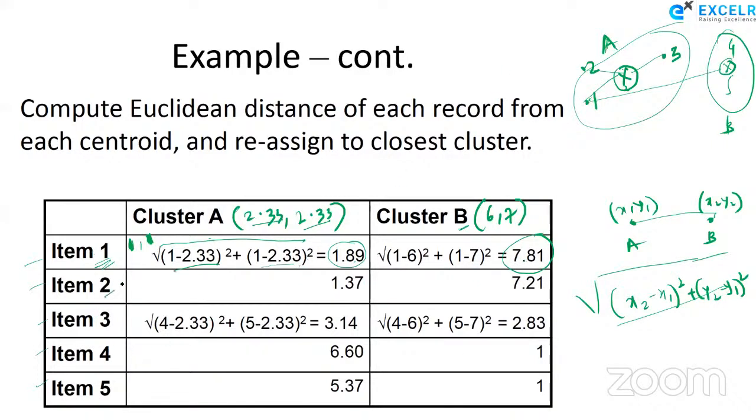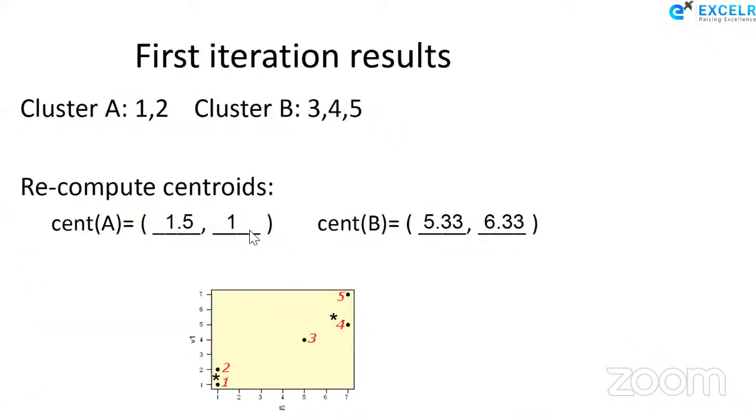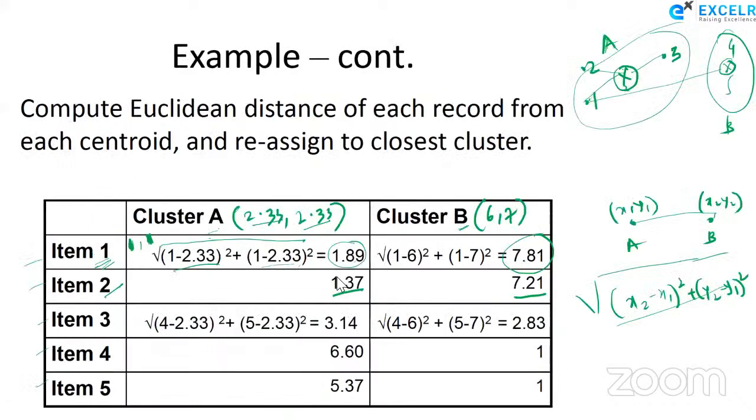Then we go to the second data point and find the distance similarly, which is 1.37 and 7.21. Again, we find that the second data point is also closer to the cluster A centroid and it should remain a part of cluster A only. We need not do any movement. So for both these data points, first and second, as you can see, they are very much closer to the cluster A centroid and we will not make any movement.